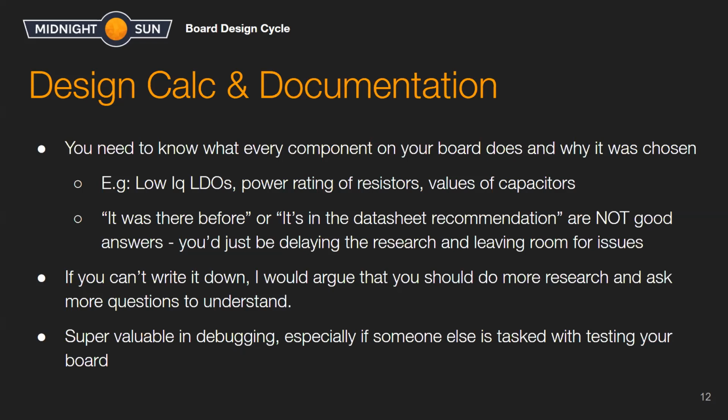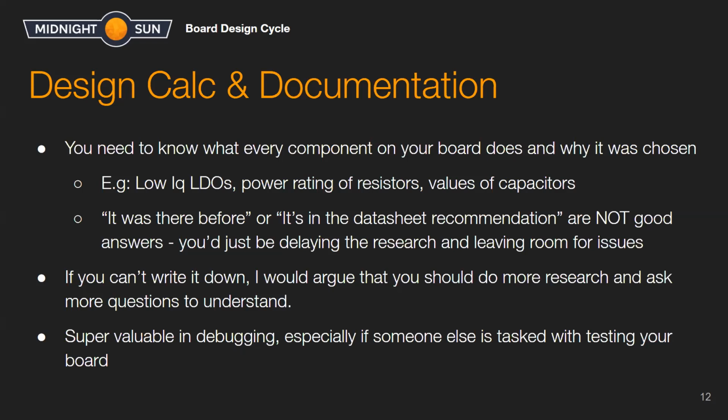Excuses like "it was there before" or "it's in the datasheet recommended schematic" I don't consider to be good answers. Other people might, but you still need to understand it no matter what. Even if you do end up going with the datasheet recommendation, you still need to understand what all the components are there for and why the values are chosen to do what they do. If you don't understand it, you're just delaying the research for someone else to do later when debugging is happening.